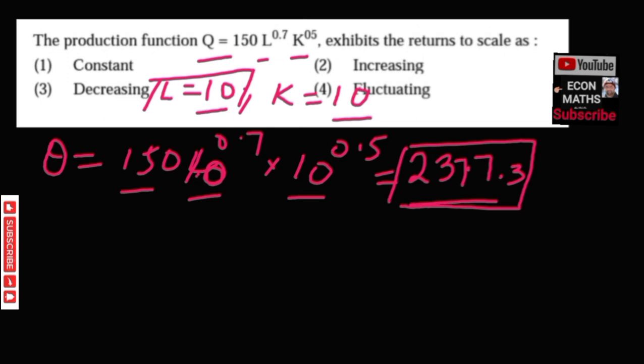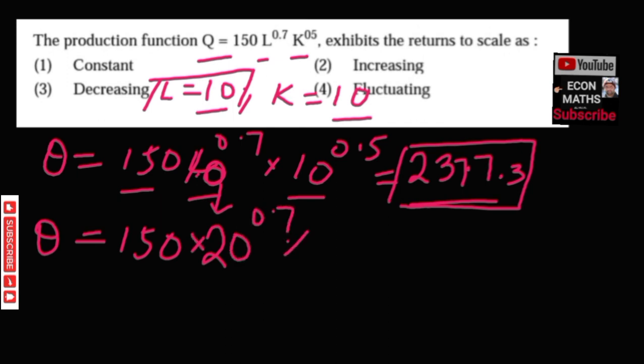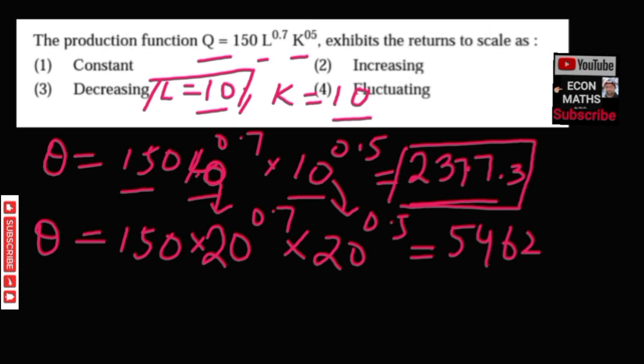Let us say we have a new production function where we double the labor, so this 150 will remain same, this 10 will become 20, so 150 times 20 to the power 0.7 times, and we also double the capital, so this is 20 to the power 0.5. When solving this on the calculator, we will get Q is equal to 5462. Okay, I hope I am making myself clear.